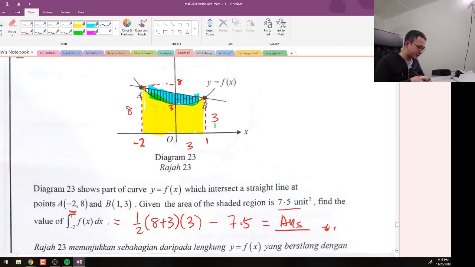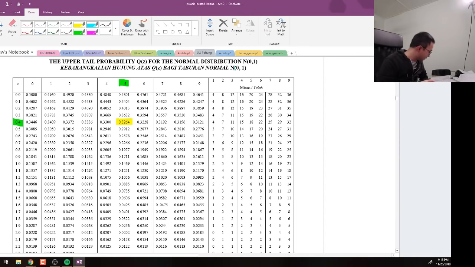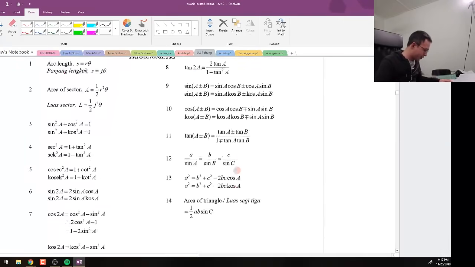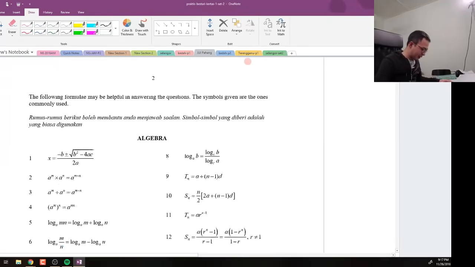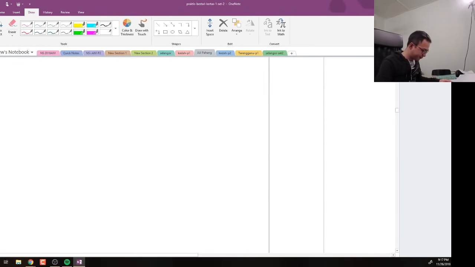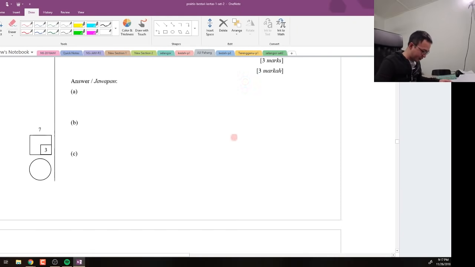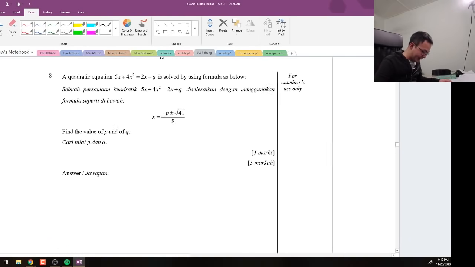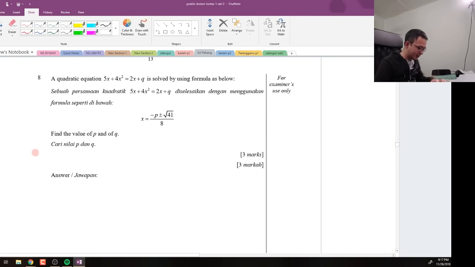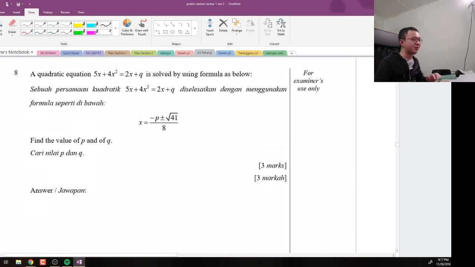Alright, let me move on to another paper. For this paper, I have some questions which I wish to go through together with you. Sorry for the scoring, you might feel a bit of a headache. The first thing is, I want to show this question. This question is not really hard, but if you don't get the idea, you might think it is not so easy. So I'm going to explain this one.